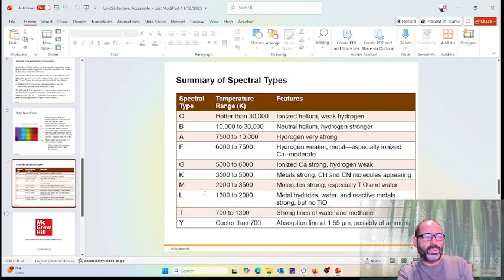Up to M, which is between 2,000 and 3,500 Kelvin, that's where Betelgeuse is actually. It includes titanium in oxide form, because the temperature is so cool that molecules start to form. Now, if you go further, there are stars cool enough to allow ammonia and other dust to start forming around them, and those are the new classifications, L, T, Y.